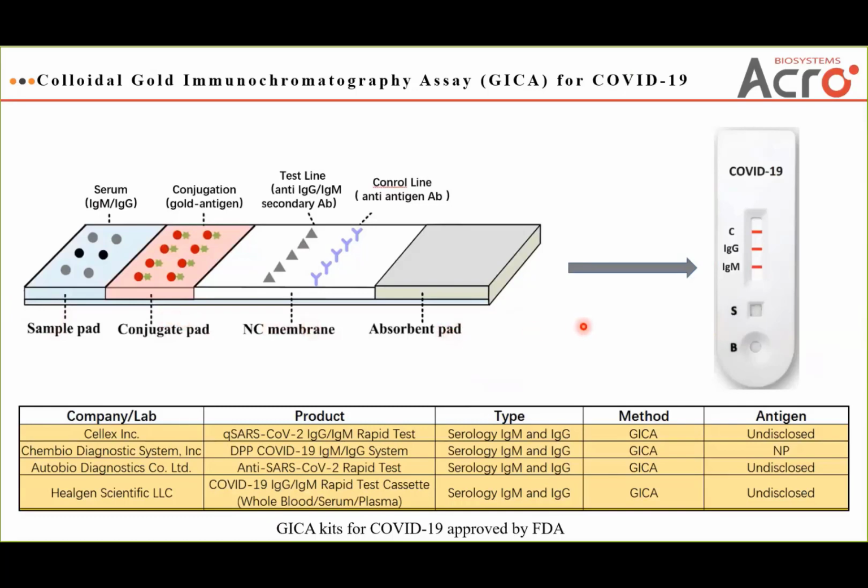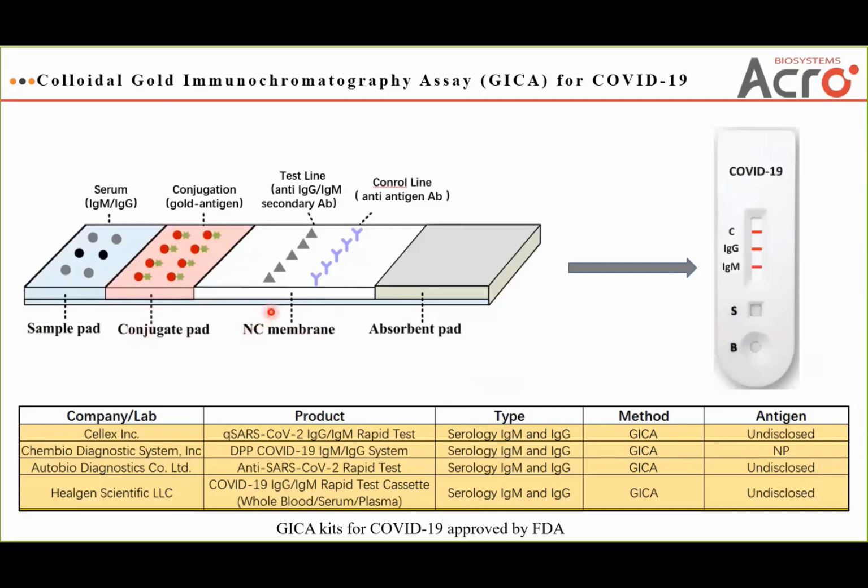Before testing, the gold-conjugated antigen is placed on the conjugate pad. Anti-IgG secondary antibody and anti-antigen antibody are put on the nitrocellulose membrane as the test line and control line, respectively. When a drop of serum that contains IgG is put on the sample pad, the antibodies move in the direction of the absorbent pad. If the serum includes IgG against the pathogen, these antibodies would bind to the antigens on the conjugate pad and then interact with the anti-IgG secondary antibodies at the test line.